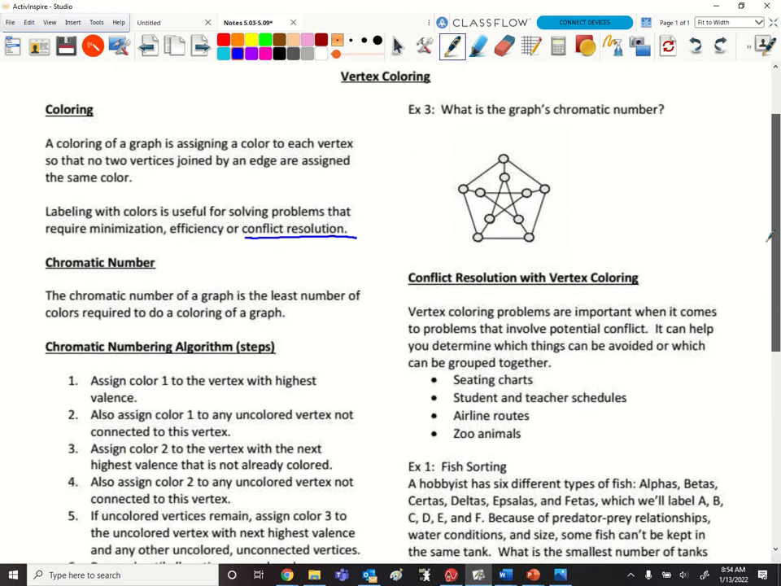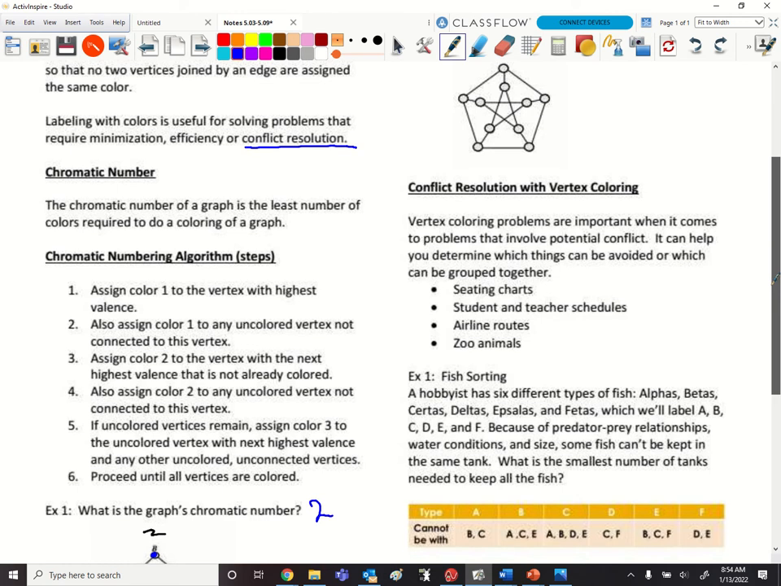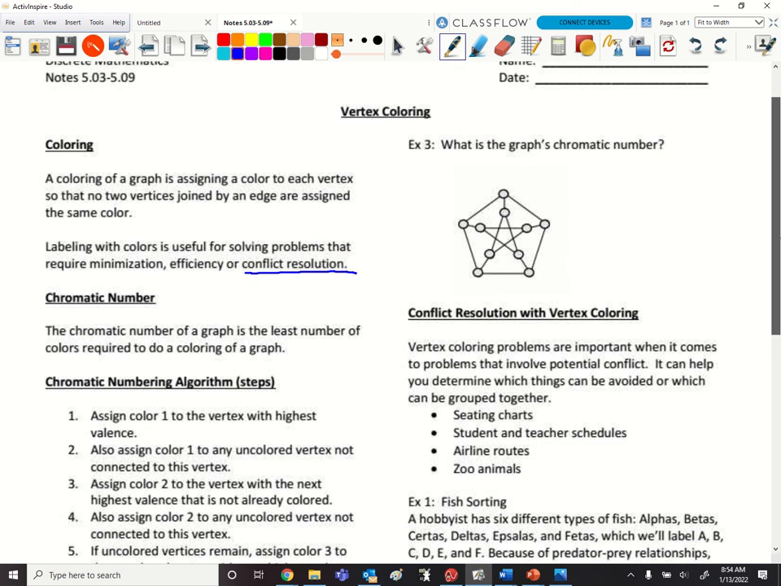Now, let's go ahead, go up to this next one. Okay, so, all right, so we did right here, assign 2 to any not connected. If uncolored vertices remain, assign color 3 to the uncolored vertex with the next highest valence, and any other uncolored, unconnected vertices, proceed till they're all colored. All right, so now let's look at this one right here. What's the chromatic number on this? So let's go through and start by listing the valences. What's the valence on this one?